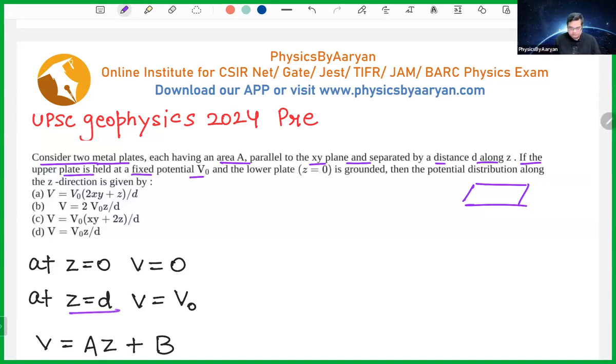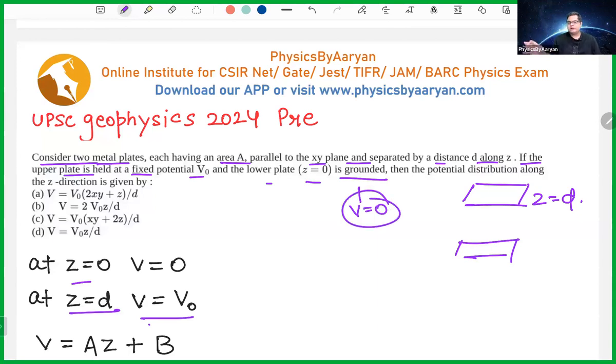So if your Z is D, the upper plate at Z equals D has potential V0. And the lower plate, which is at Z equals 0, is grounded. Grounded means the potential will be 0. You connect it with the ground, and ground has a potential 0. So whenever you see the word grounded, it means the potential is 0. So at Z equals 0, your potential is 0.